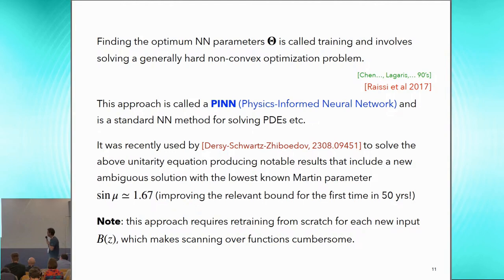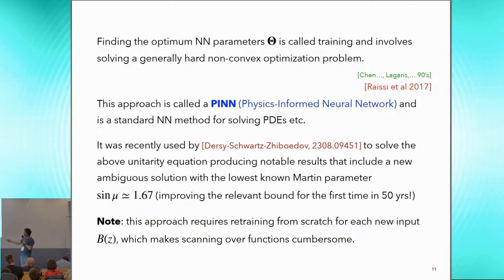One important question here is, I told you that for sign mu greater than 1, you have ambiguous solutions. Give me a B, I can find two Bs. And these are very special configurations. So you can ask, what is the smallest possible value of the Martin parameter where you can achieve these doubly ambiguous solutions? The previous bound was, I think, sign mu, which was around 2.15. So these guys were able to find a new configuration with an even lower bound, improving the bound after 50 years.